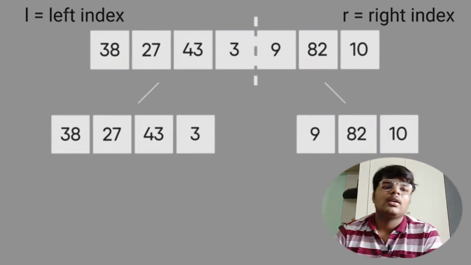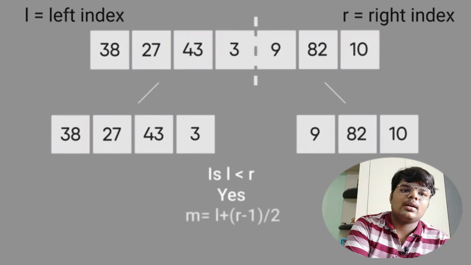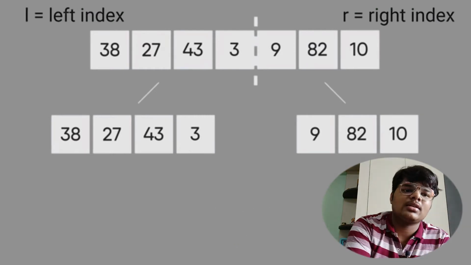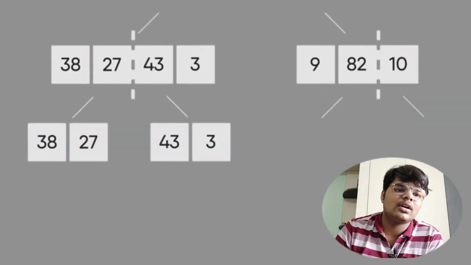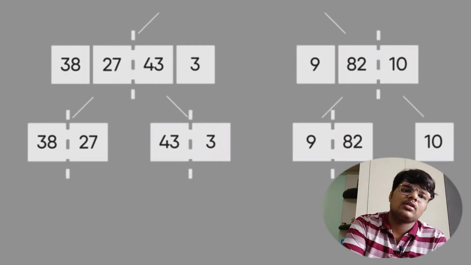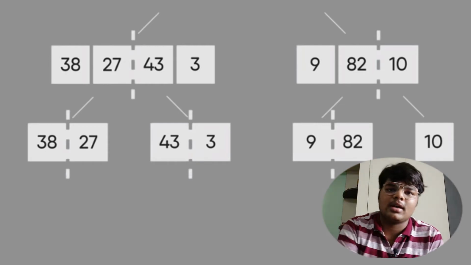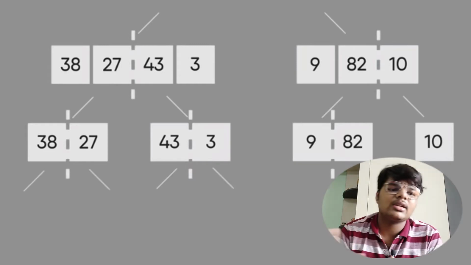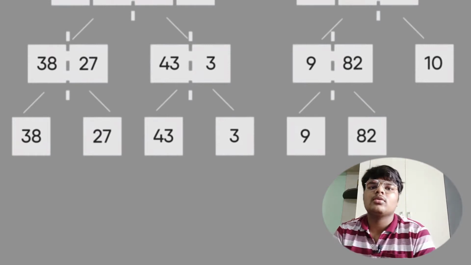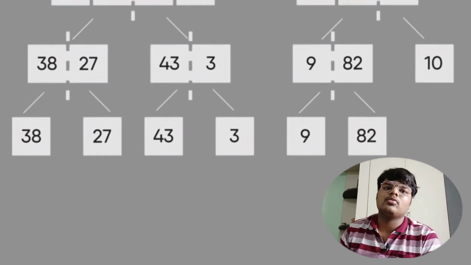82 and 10. Now again compare L and R in the divided array, and if L is less than R, divide both the arrays. As here L is less than R, again divide both the arrays into two subarrays. Here 10 cannot be divided anymore because it is an individual element. So divide all the rest of the arrays into their subparts until you get n equal subparts of the initial array, where n is equal to the number of elements present in the initial array before dividing into subparts.